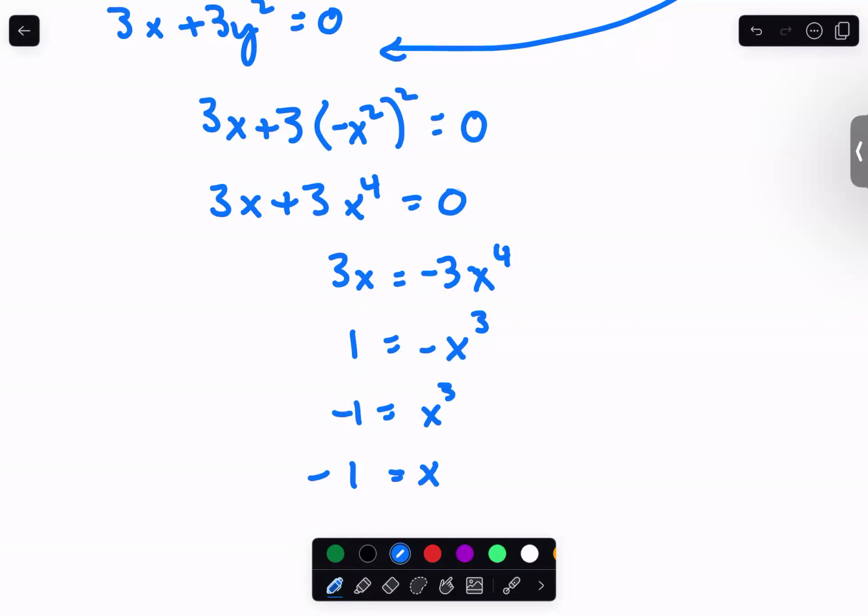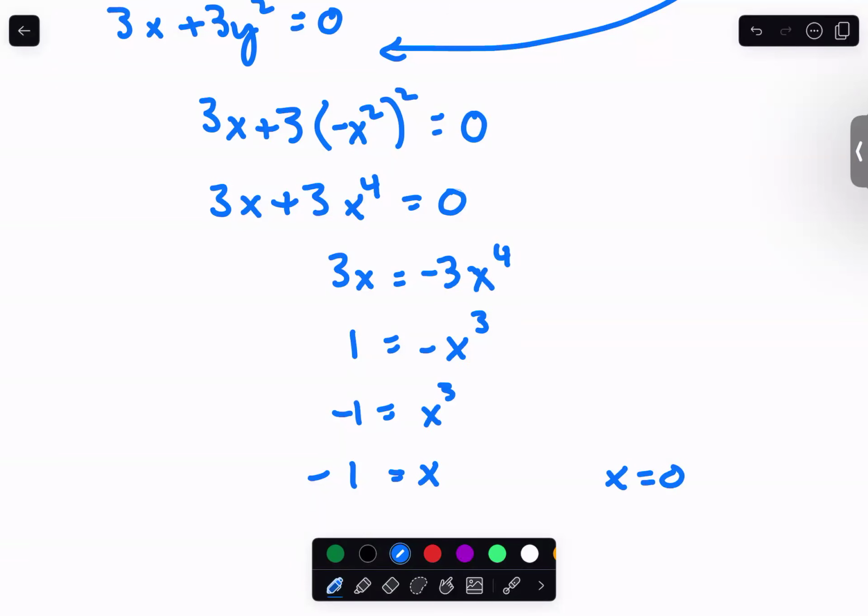I lost a solution when I divided both sides by x. That's absolutely true. When you divide by x, you are assuming that x is not 0, right? Otherwise, you've divided by 0, and you've kind of ruined things. And so another solution happens when x is equal to 0.